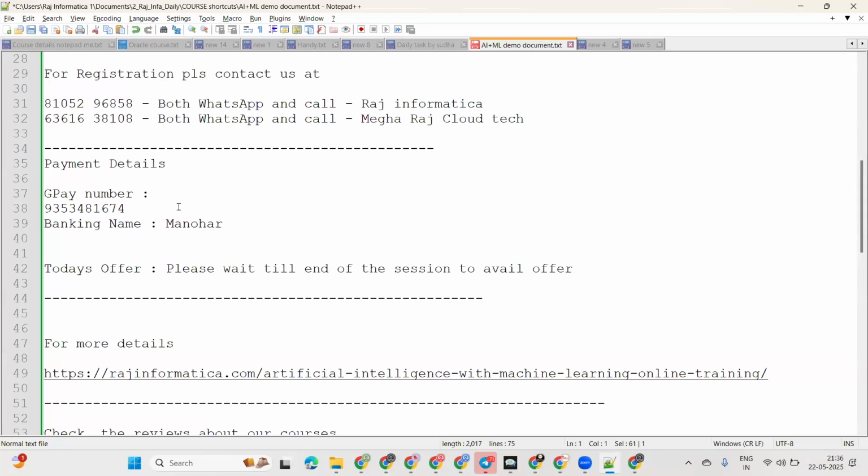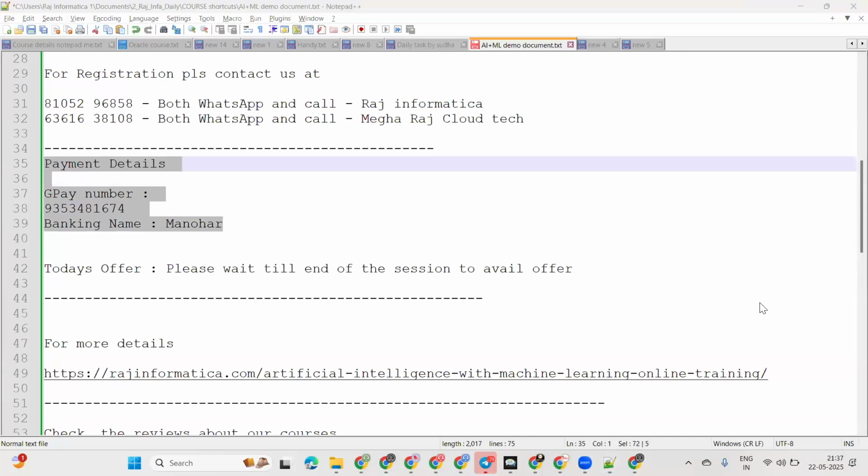UPI, PayPal, Remitly, international transfers, everything we'll accept here, so no need to worry about that. If you want to go with the UPI payment option, these are the payment details for UPI payment. You can consider these details and go for the enrollment.